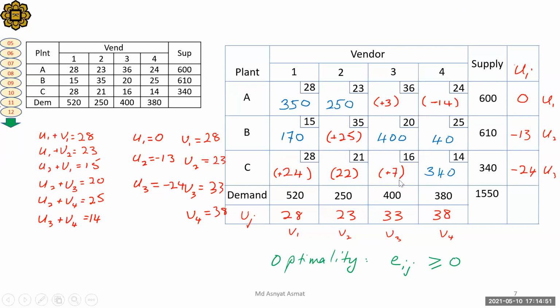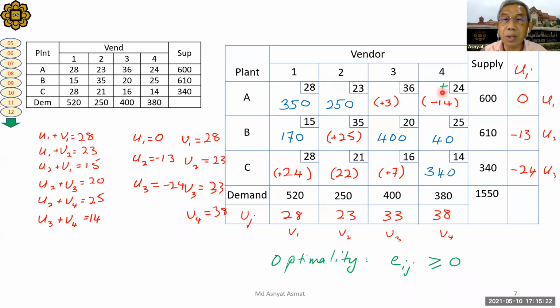No. Why? We have one negative, right? So we are going to draw a closed path. It starts from the most negative improvement index. We are going to add some quantity here, and then decide where the closed path is. Start from here, say clockwise.